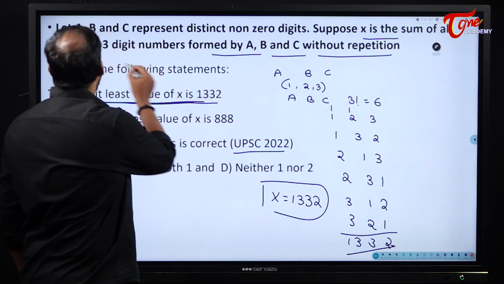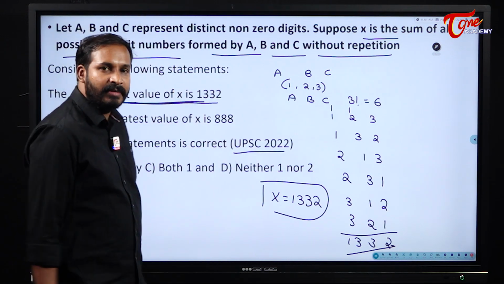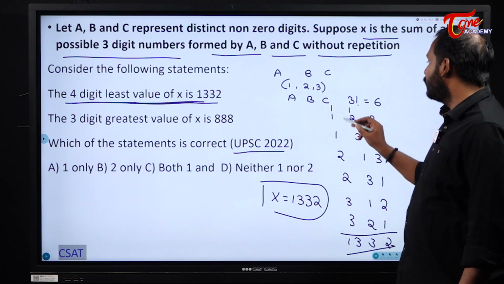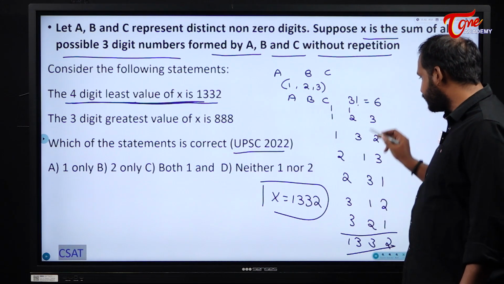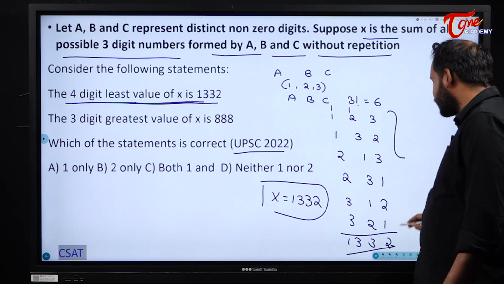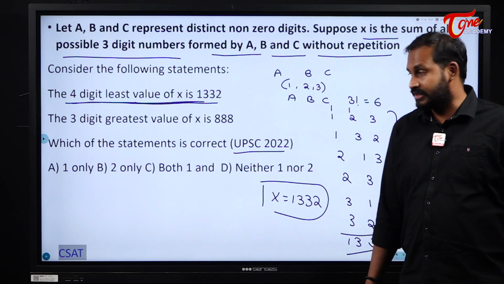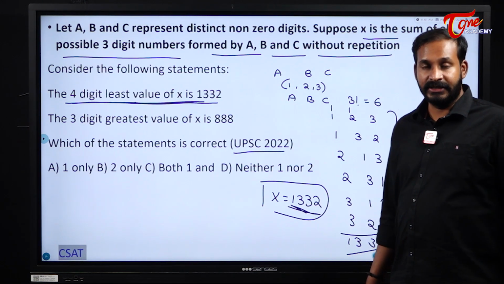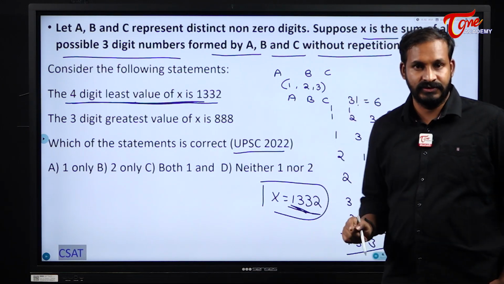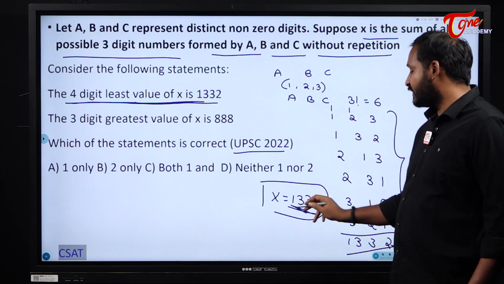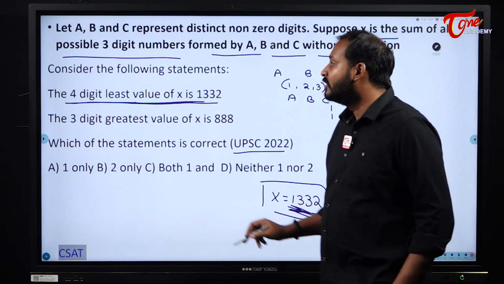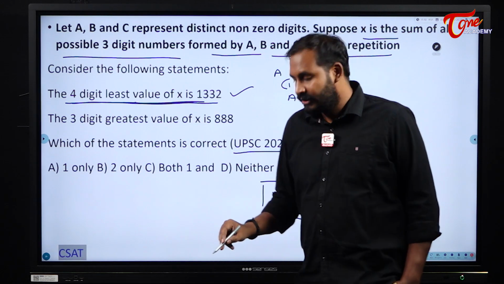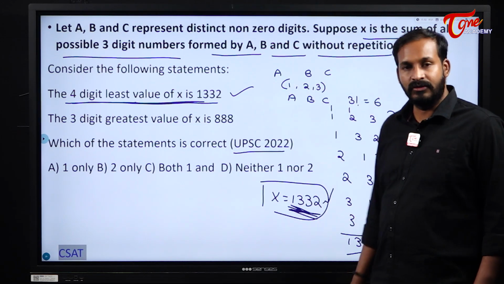X is the sum of all the possible 3-digit numbers formed by A, B, C. So by using 1, 2, 3, what are the possible numbers I can write? These 6 numbers. When I add all these numbers, what is the sum I am getting? 1332. When I have taken the least value, the sum I got here is 1332. So the 4-digit least value of x is 1332. Yes, it is 1332. There is nothing wrong in that.